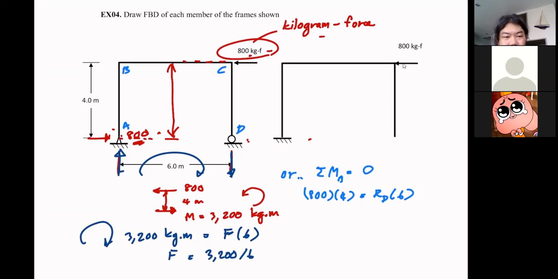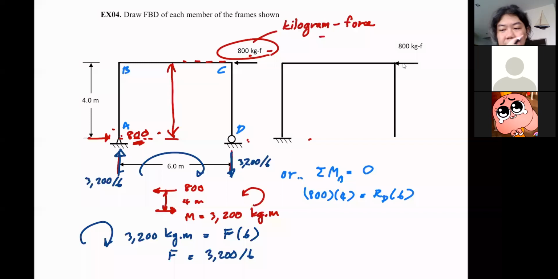So now we know, let's say, it should be more organized. This is 3,200 over 6. This is 3,200 over 6. And this horizontal force is 800. Okay. So the next step that you should do is to try to complete the free body diagram of each member one by one.